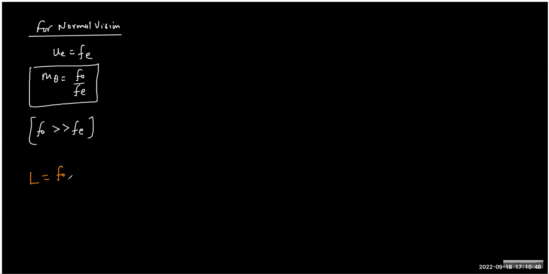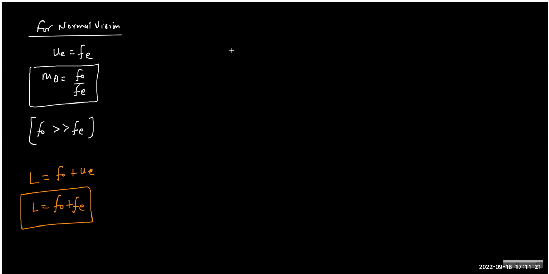F naught is fixed. I cannot change the F naught, but I have to write UE. And because we're talking about the normal vision, the L becomes F naught plus FE. And perhaps this is the biggest length of the tube that we need to design. So knowing the F naught and FE, we know how big the tube should be. Okay.